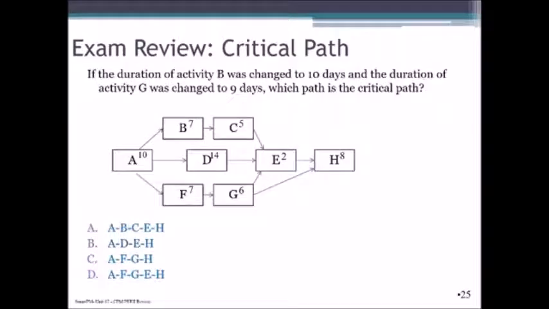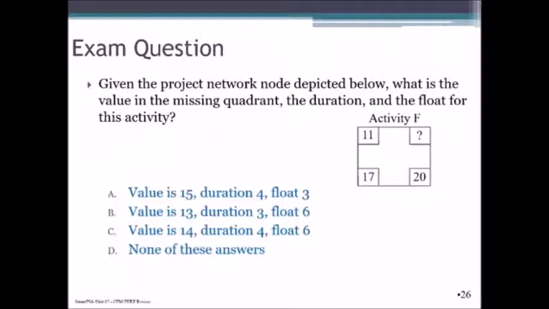Next question. Pause the video and resume when ready. Correct answer is D, AFGEH, 36 days. Next question. Take a moment, pause the video, and resume when ready. And using that notation, we've determined that the missing quadrant is early finish with a value of 14, duration of 4, a float of 6.